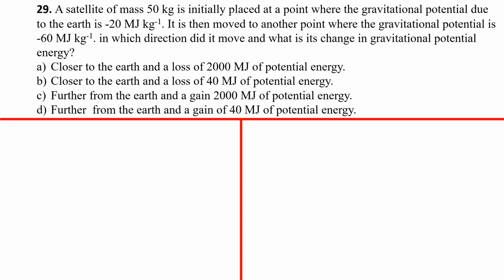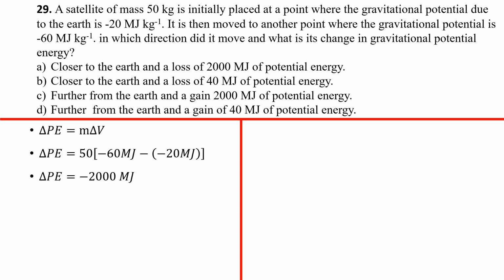Pause the video, guys, and read the question. To calculate the change in potential energy, we get the mass of the satellite multiplied by the change in the gravitational potential as you move the satellite from point A to point B. The mass is 50 kilograms. The change in potential, of course, is V final minus V initial. You plug that in, you multiply, and you have negative 2000 megajoule.